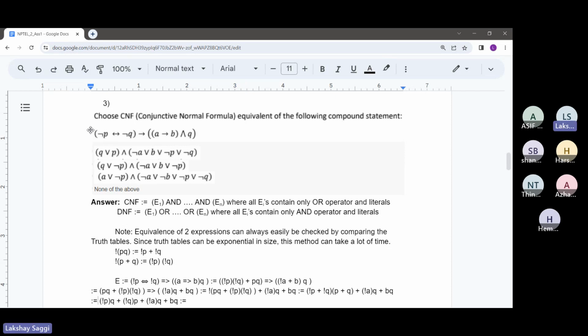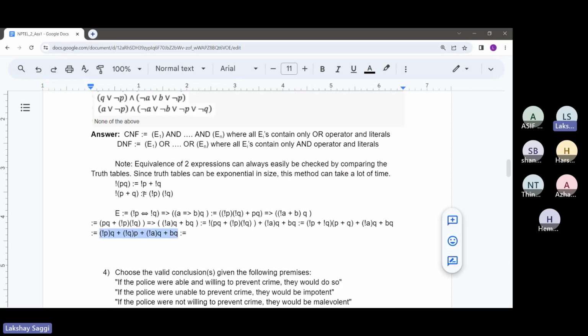Like maybe all of these three options are CNF forms. We don't know. It is possible that all are CNF forms. So for checking this, we'll have to check all of these expressions individually, whether option A is equivalent to this expression which we have obtained.